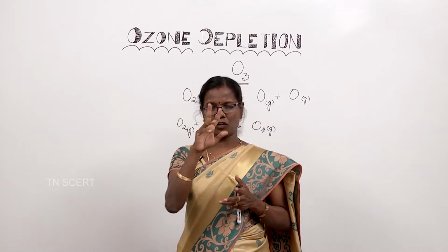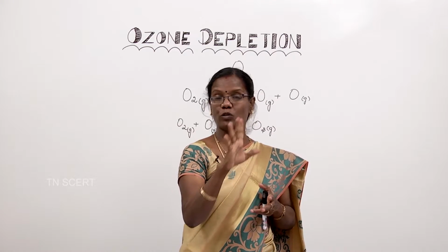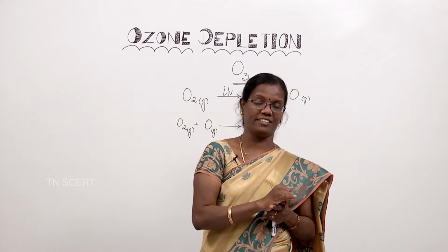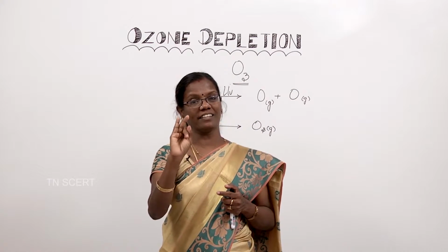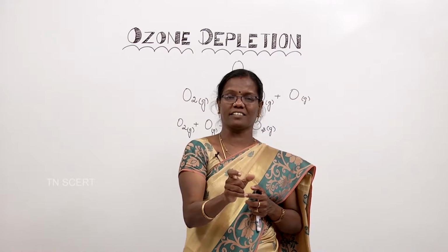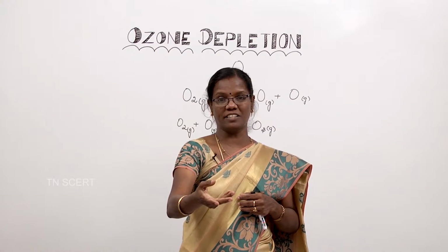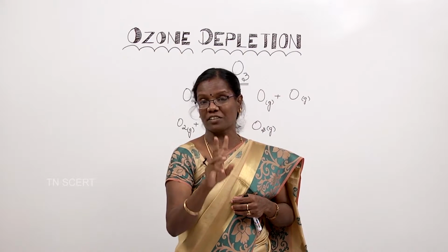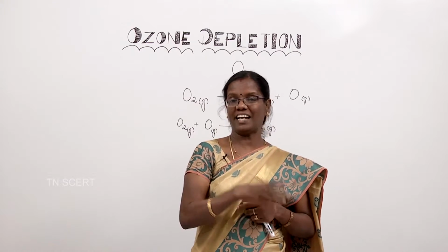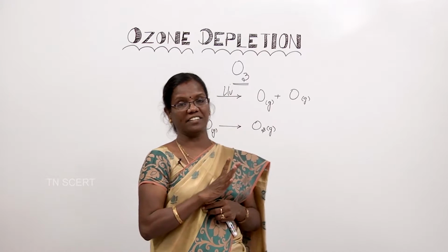Now, let us see what are the factors which cause this ozone depletion. Scientists say there are two main substances that cause ozone depletion: one is oxides of nitrogen and the other one is chlorofluorocarbons. There are so many substances that cause ozone depletion, but these are the two major substances. Let us see one by one. The first one is oxides of nitrogen.